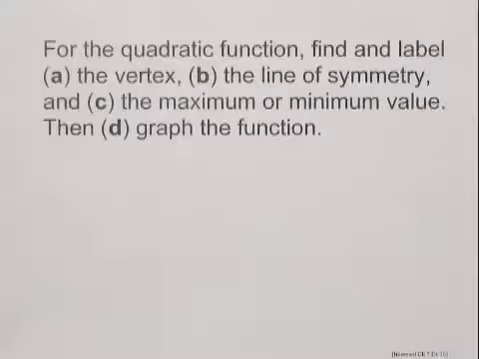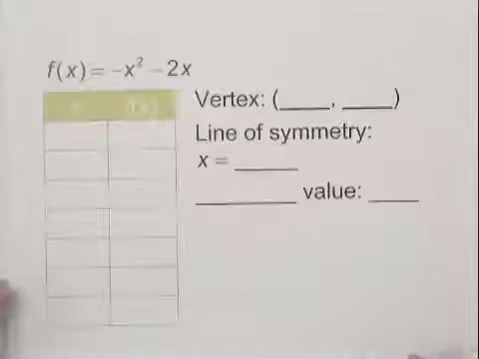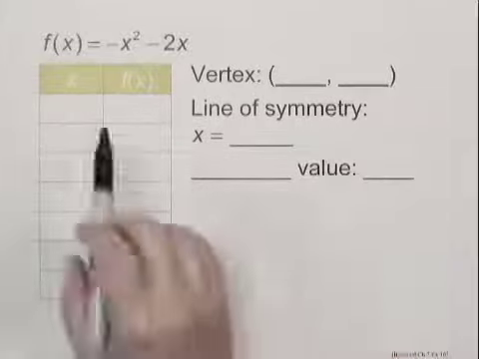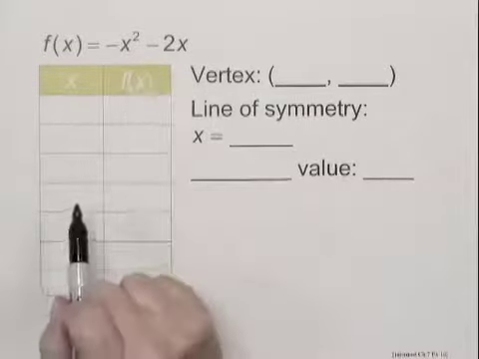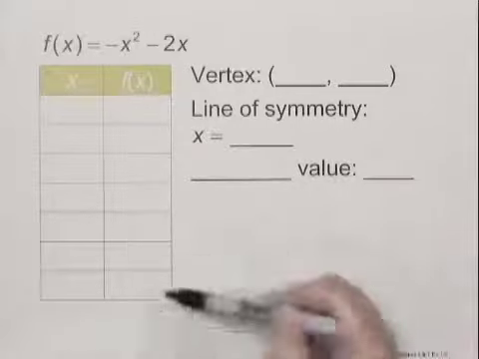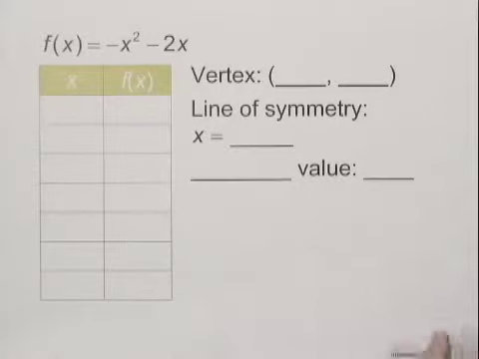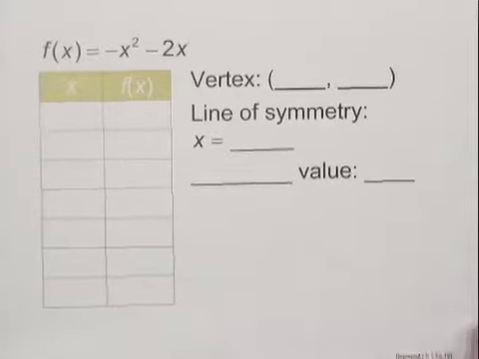For the quadratic function, find and label A, the vertex, B, the line of symmetry, and C, the maximum or minimum value. And then D will graph the function. We're given the quadratic function f of x equals the opposite of x squared minus 2x. Here's where we're going to fill in all of our information, but we're going to do our work on a separate piece of paper since it'll take a little bit of time to find the vertex.